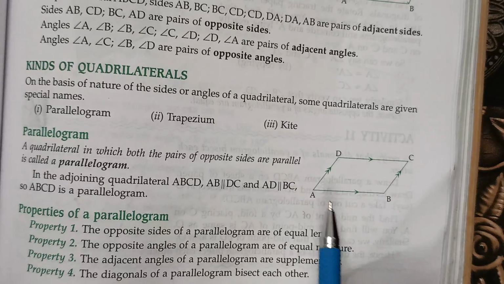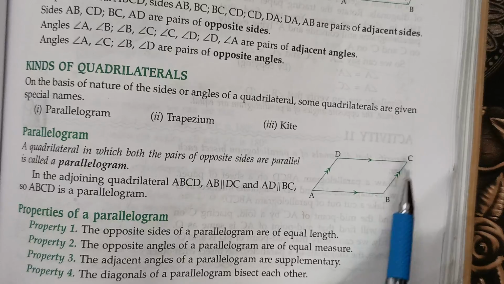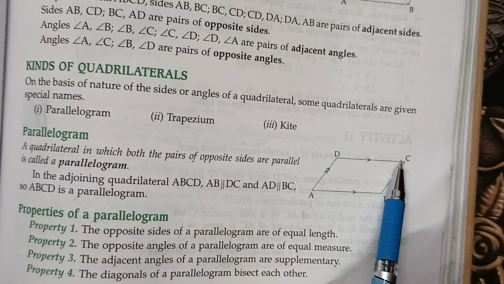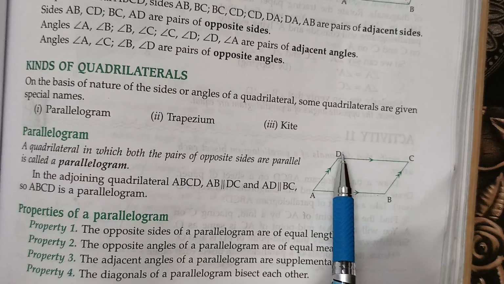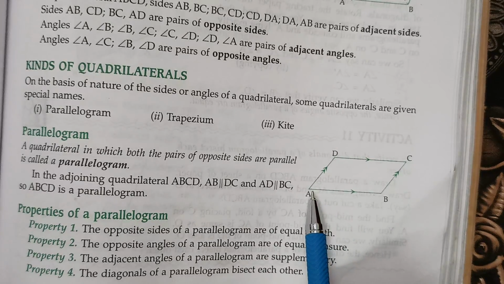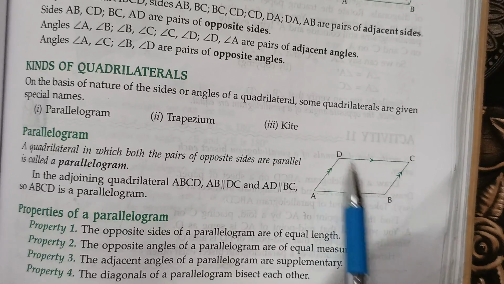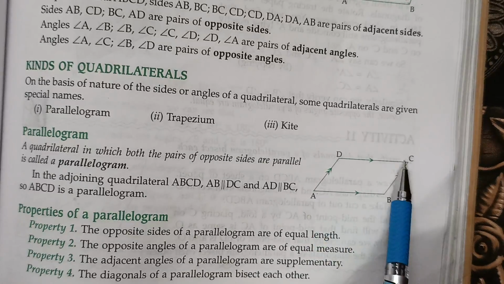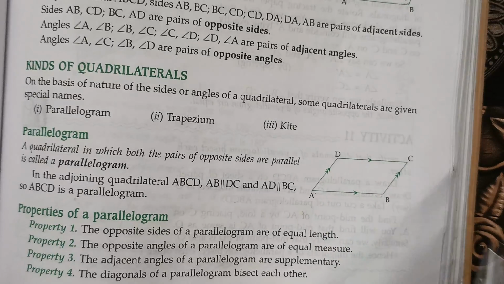Then the sum of adjacent angles is always equal to 180 degree. It is supplementary. Means angle A plus angle B will be equal to 180 degree. Angle B plus angle C will be equal to 180 degree. Angle C plus angle D will be equal to 180 degree. Angle D plus angle A will be equal to 180 degree. Then the diagonals. Here AC and BD will be the diagonals. So diagonals of a parallelogram always bisect each other.